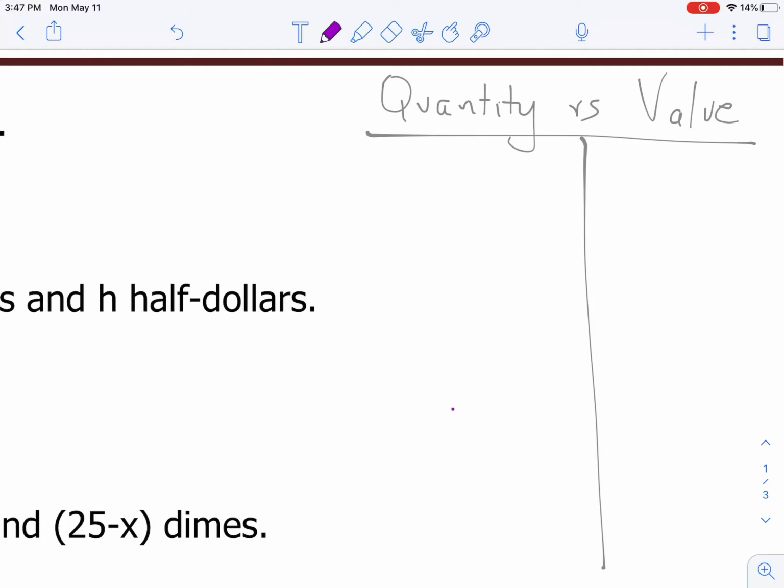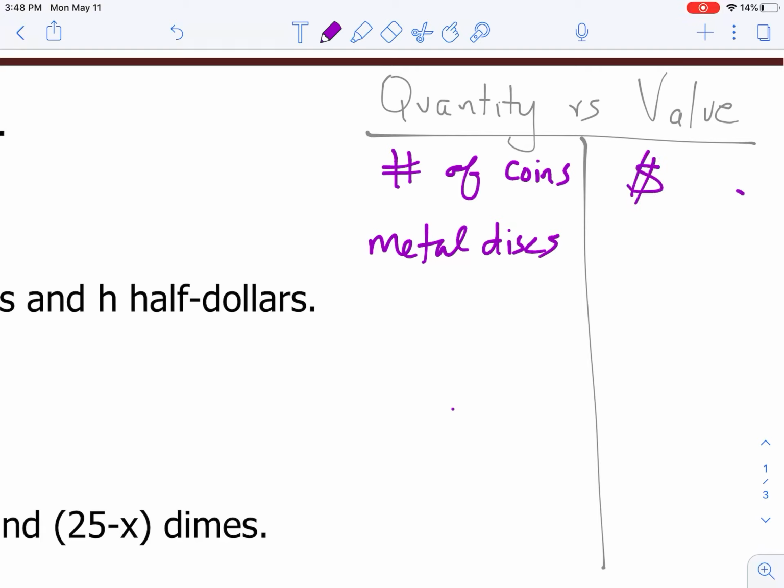In order to be successful at coin problems, you need to understand the difference between quantity and value. Quantity is the number of tickets, the number of coins, the number of metal discs in your pocket, the number of splashes you could make at the little wishing well at the mall when those used to exist. Value is going to be in dollars or cents. That is a very different thing.